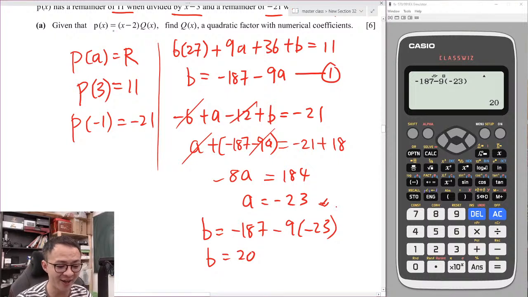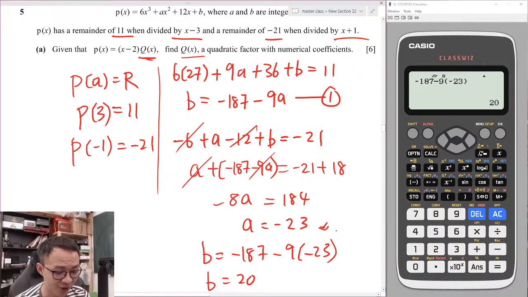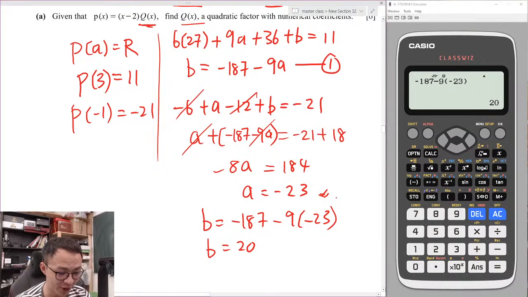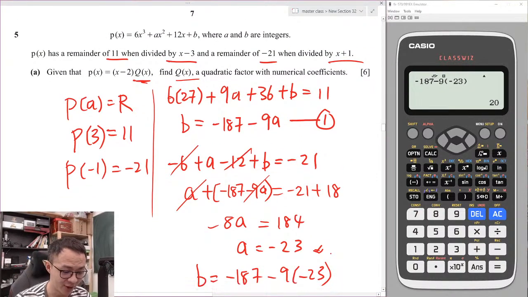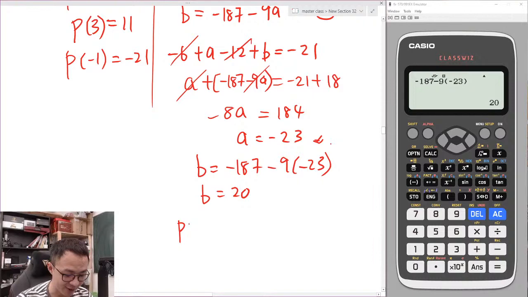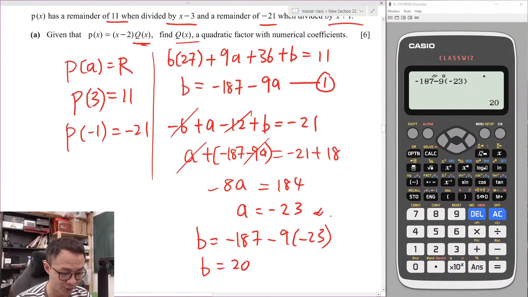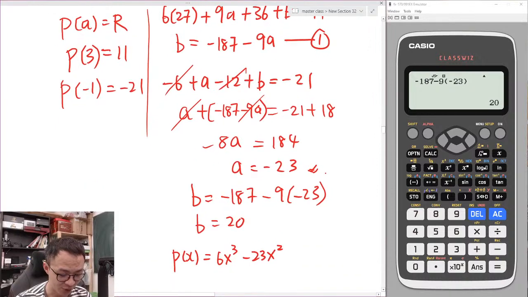They say given that p(x) equals x minus 2 times q(x), q(x) will be a quotient, a quadratic factor with a numerical coefficient. So the question asks you to find q(x). We need to find q(x) by subbing our a and b into the p(x) equation. So I write at the bottom somewhere here: my p(x) is equal to 6x cubed minus 23x squared plus 12x plus 20.